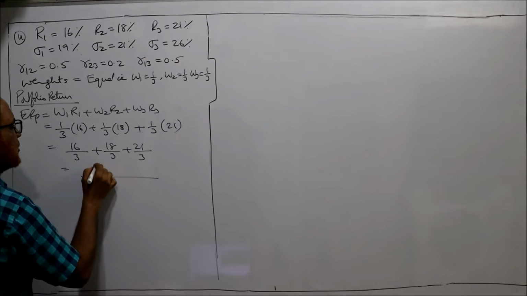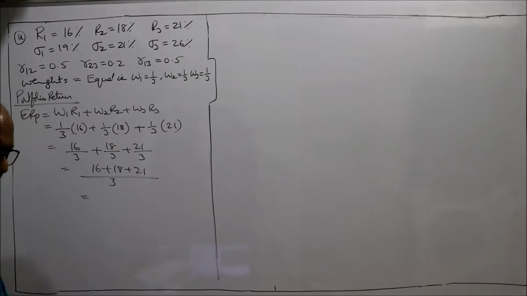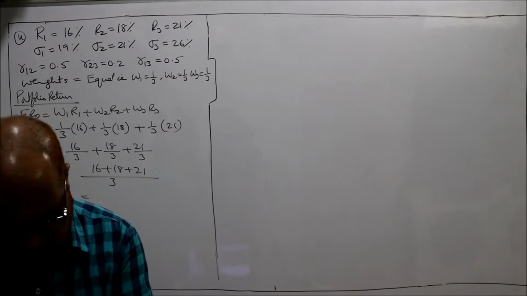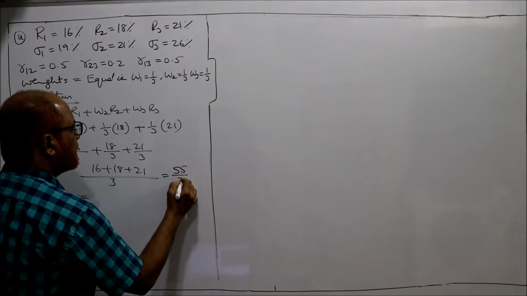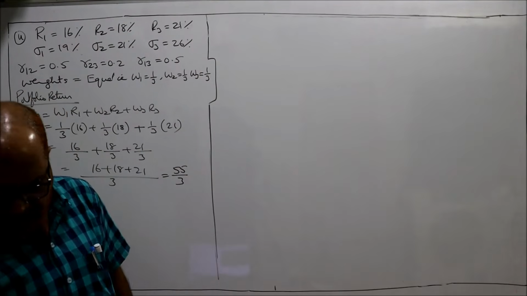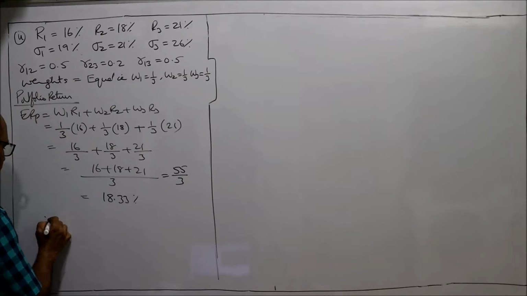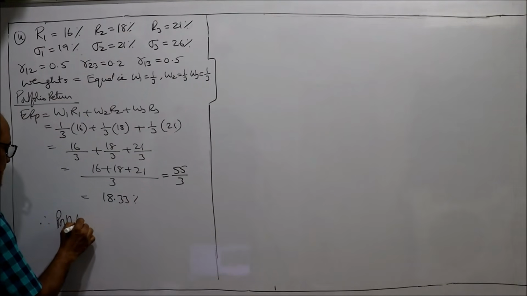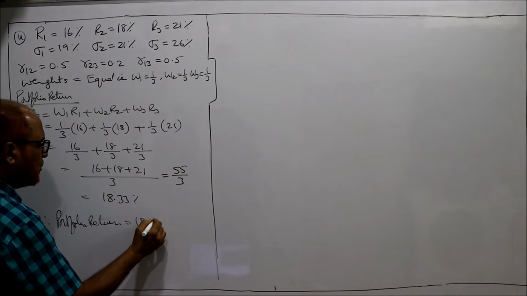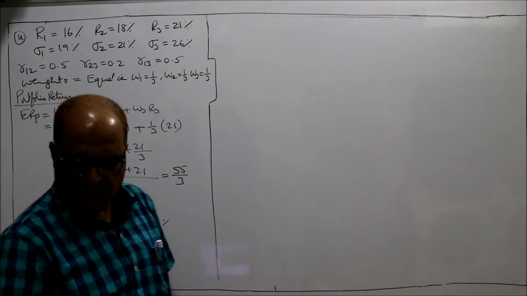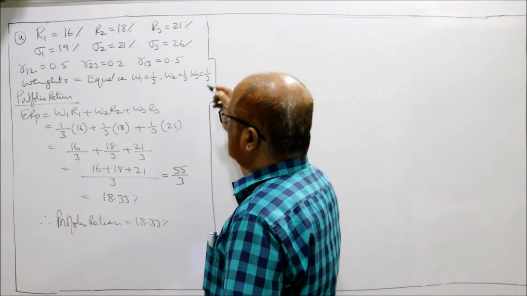LCM अगर 3 ले लेंगे तो 16 plus 18 plus 21. So 16 plus 18 plus 21, you will get 55/3. So 55/3, you are getting 18.33. Therefore, portfolio return is 18.33%. That's all. So we have calculated the portfolio return. Now we calculate portfolio risk.